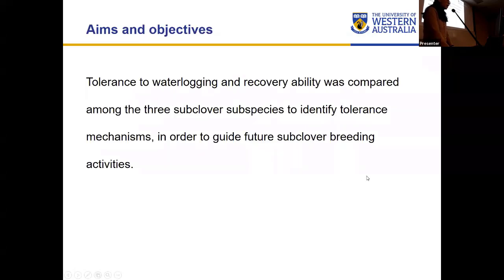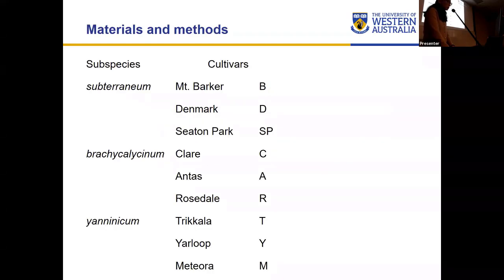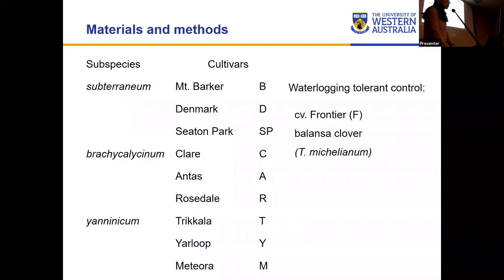Therefore, in this study, I aimed to explore tolerance to waterlogging and recovery ability among the 3 subterranean clover subspecies in order to guide future breeding activities. We selected 9 cultivars, 3 cultivars from each subspecies. These cultivars were selected because of their usage in former waterlogging experiments, the range of maturity, and their usage as parents for other cultivars. I also used cultivar Frontier. Even though Frontier is a different species, it is well known for its high tolerance, so I used it as a check species.